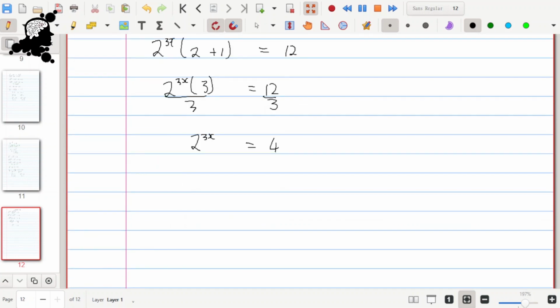Now we can also write 4 as a prime number. So 2 to the power 3x is equals to 2 to the power 2. Bases are the same, let's drop the exponents. 3x is equals to 2, divided by 3, divided by 3. We get x is equals to 2 over 3. And there we are. The question is solved.